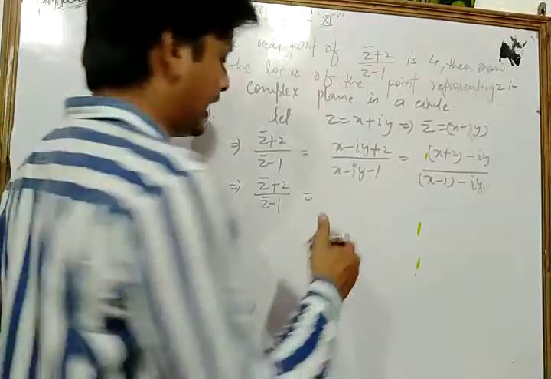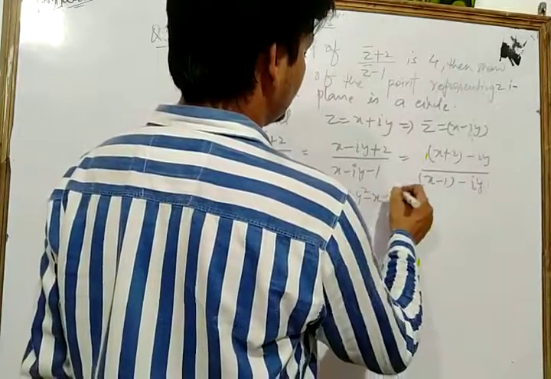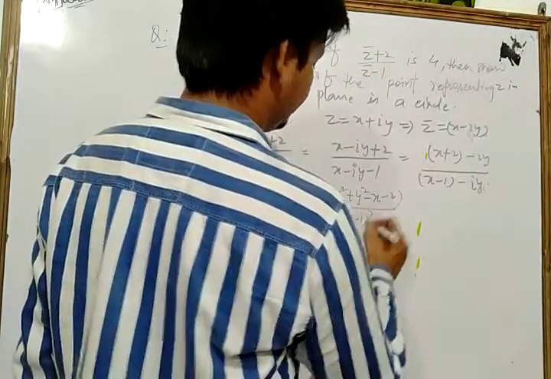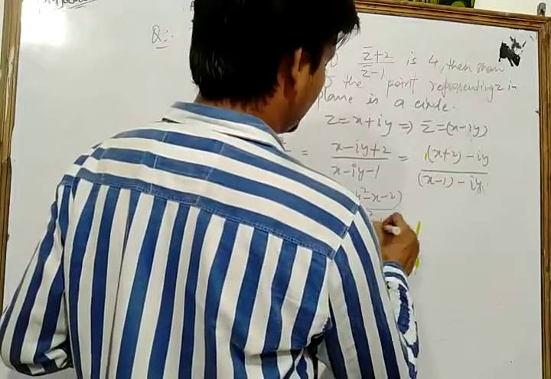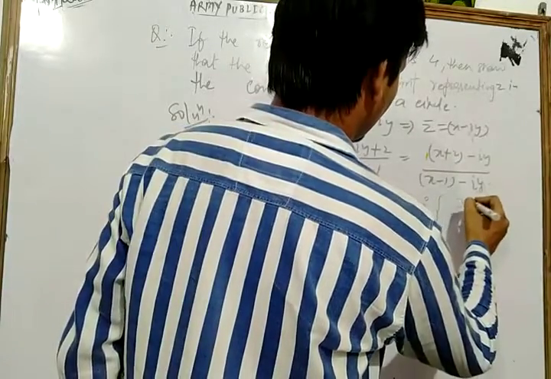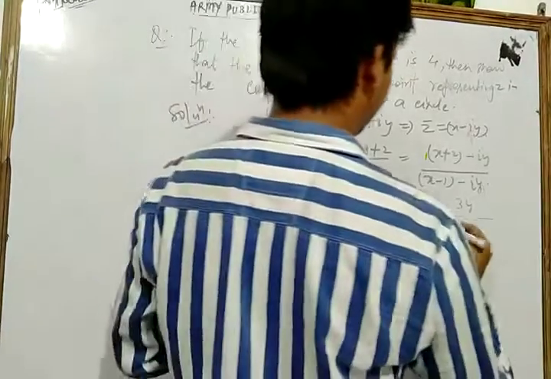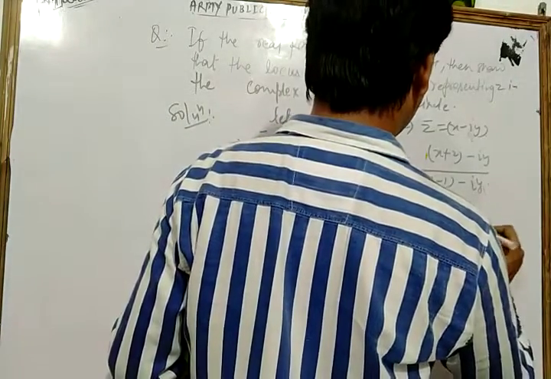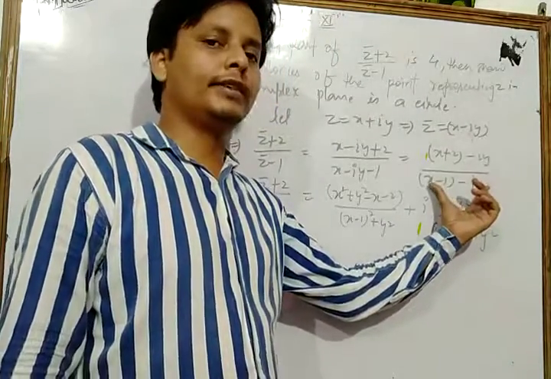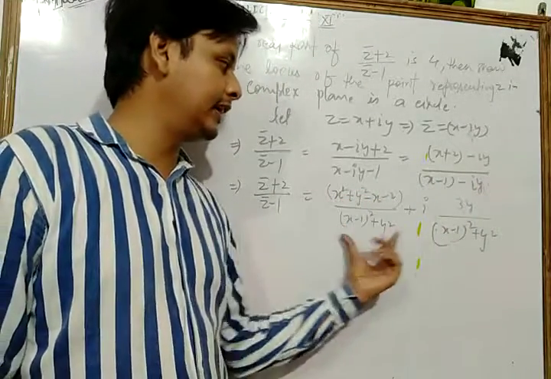Let's see, we have x square plus y square minus x minus 2 upon x minus 1 whole square plus y square, plus i into 3y upon x minus 1 whole square plus y square. Dear students, after converting the given complex number into its standard form, you get it in this way, a plus ib.